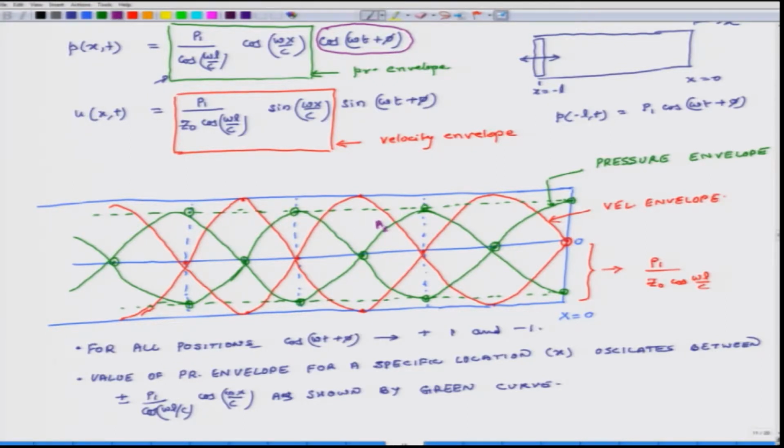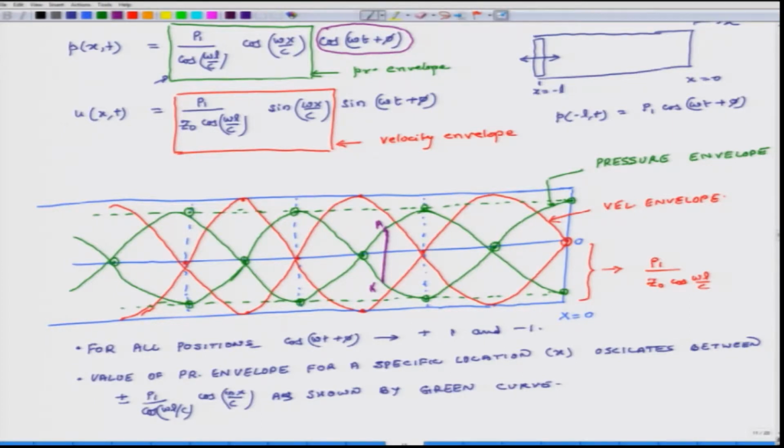At this location, the pressure envelope fluctuates between these two values in this range. And cosine omega t at this location, point A, fluctuates between +1 and -1, and the overall pressure is the product of the term in the green box and the term in the purple circle. So, the overall pressure fluctuates between A and A prime corresponding to location A.